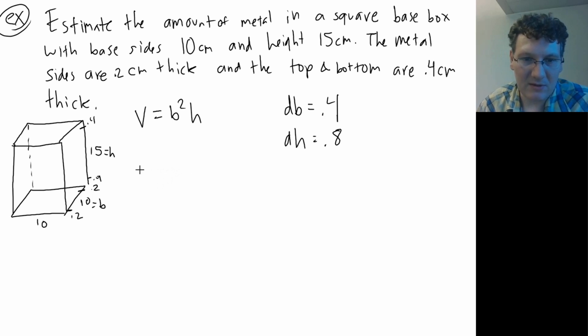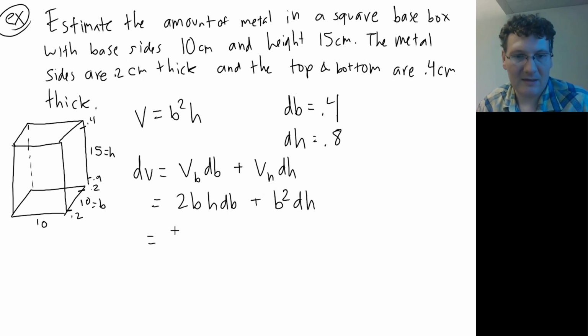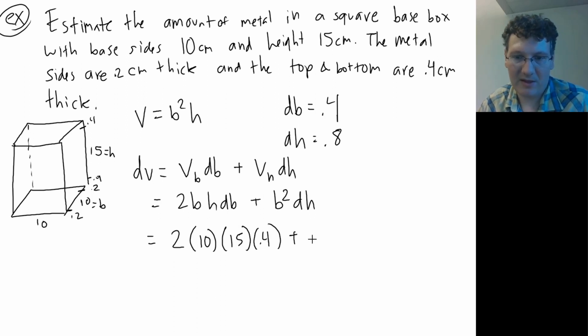Now the total differential for volume is going to be the derivative of volume with respect to base times dB plus the derivative with respect to height times dH. So the derivative with respect to B is going to be 2BH dB, and the derivative with respect to height is going to be B squared dH. Plugging everything in, we get 2 times the base of 10 times the height of 15 times the 0.4 plus the 10 squared, base squared, times the 0.8. Work this all out and you get 200 cubic centimeters.